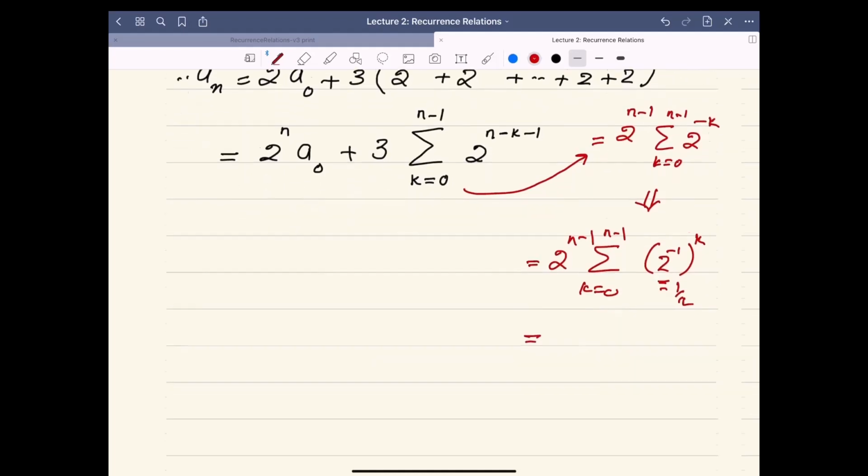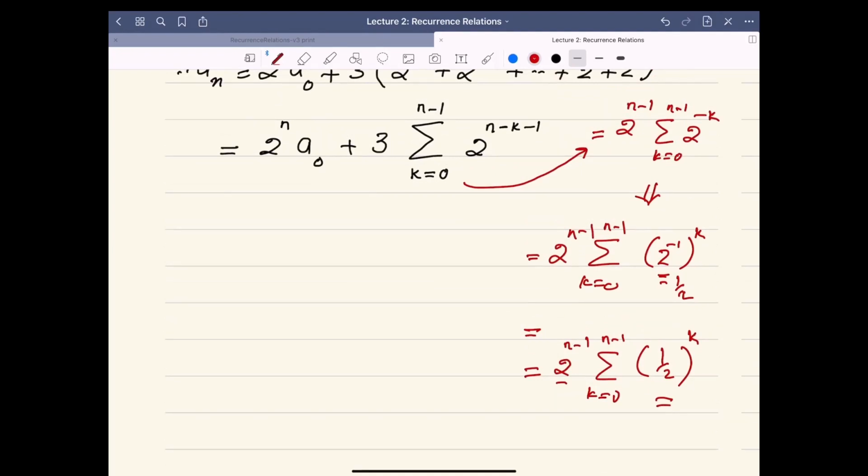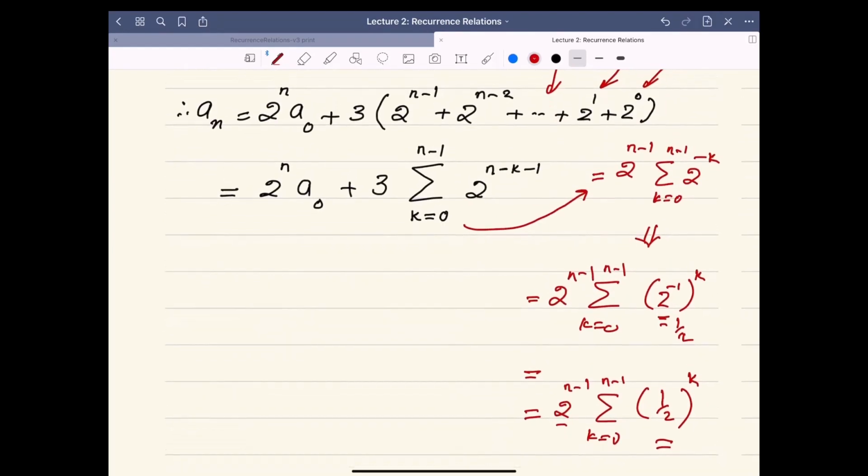So this is the equation for 2 to the power n minus 1, summation k equal to 0 to n minus 1, of 1 over 2 raised to power k. Use the geometric sequence and then multiply by 2 to the power n minus 1. Okay, you will get the answer. But you can find the final answer without all these complications.